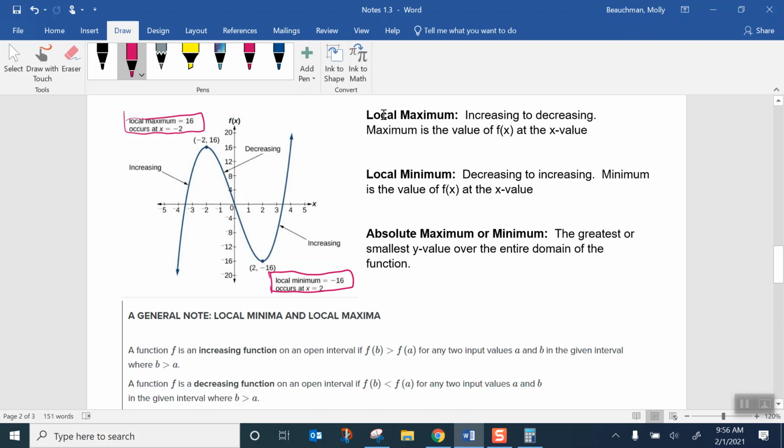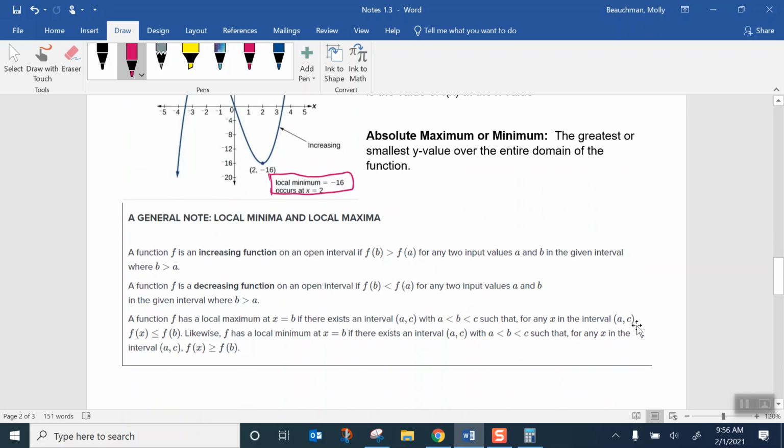Then there's something called, these are local, an absolute maximum or minimum, which is the greatest or smallest y value over the entire domain of the function. So in this function, our y values go to infinity. The absolute minimum would be negative infinity. The absolute maximum would be positive infinity. But there are local maximums and minimums between those.